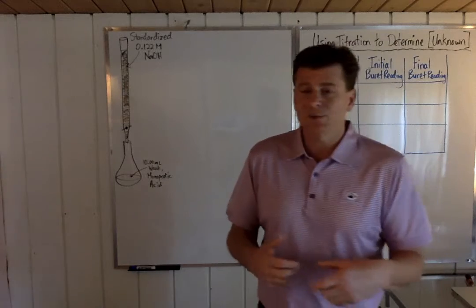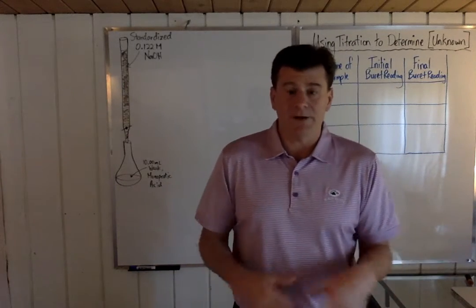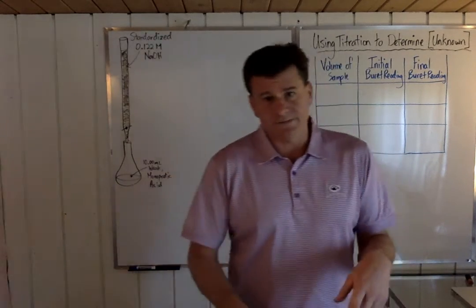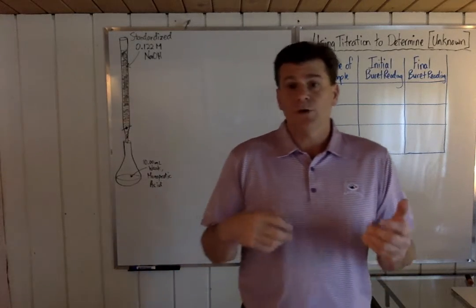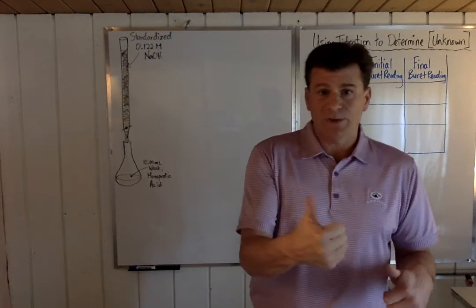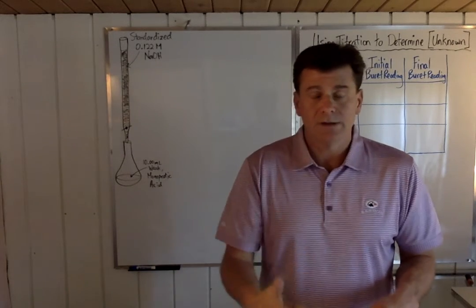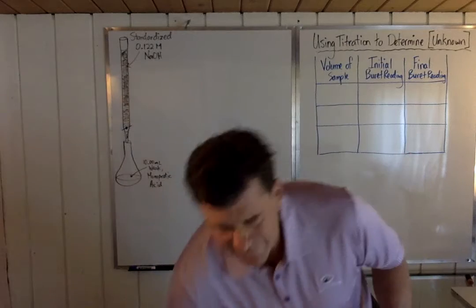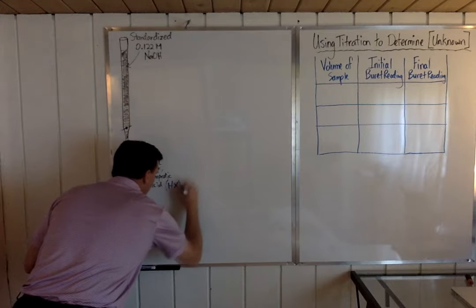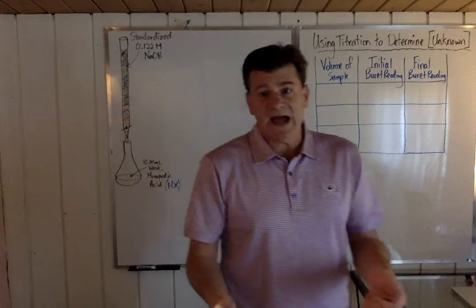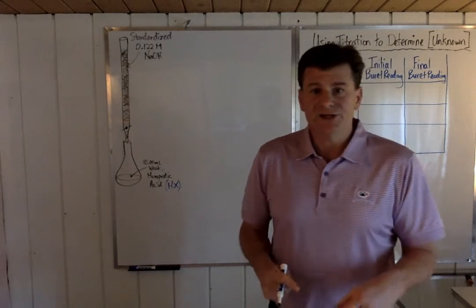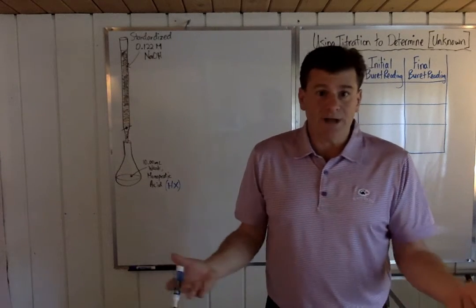My first example, and I haven't actually written the question up here, is a weak monoprotic acid. I haven't named what it is. For this scenario, I don't know the actual identity of the acid, but I know that it's a weak acid, so it's not a strong acid. I know it's monoprotic, so the generalized formula would be HX, or I could write HA, or whatever generic way you would write a monoprotic acid. Okay, so I know that much about it.